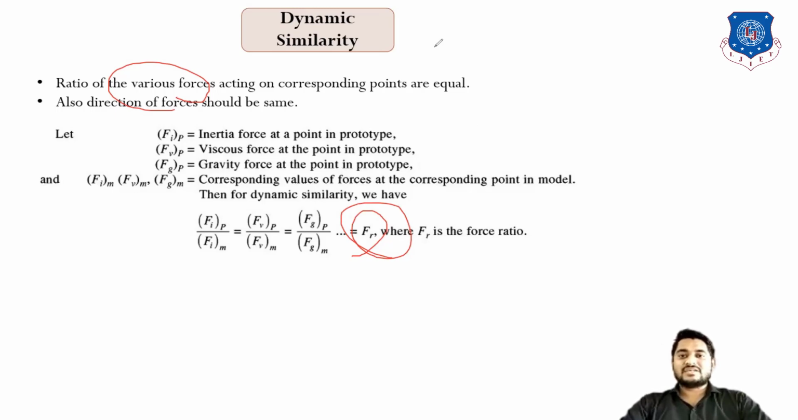So basically there are three types of similarity. The first type, geometric, means length, width, height, area, volume, all ratios will remain the same. The second type is kinematic, in which velocity and acceleration ratios will remain the same. And the third type is dynamic, in which force ratios will remain the same. Right?